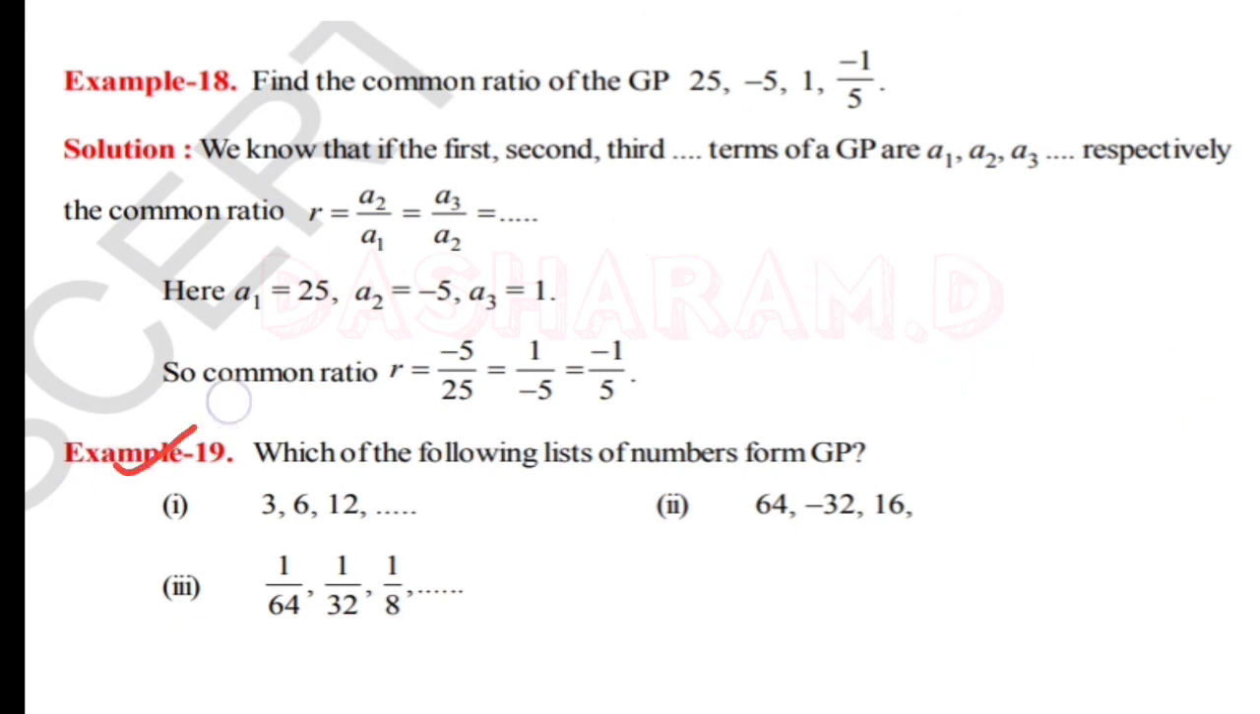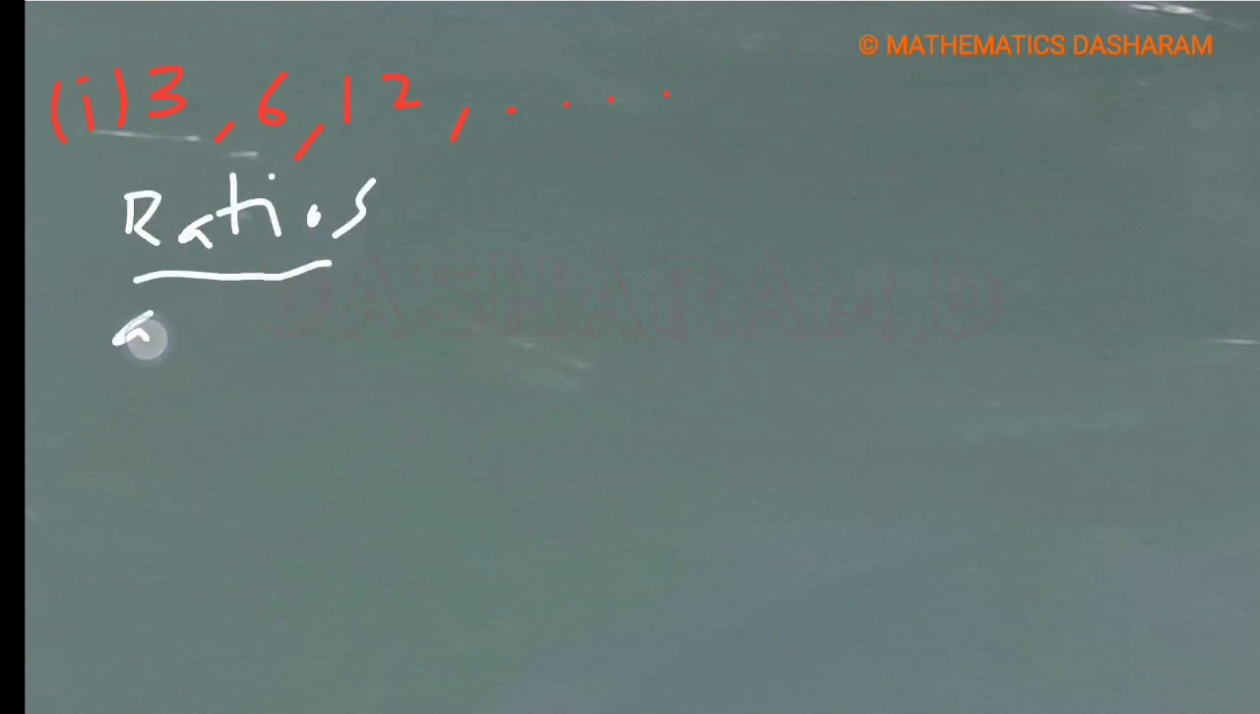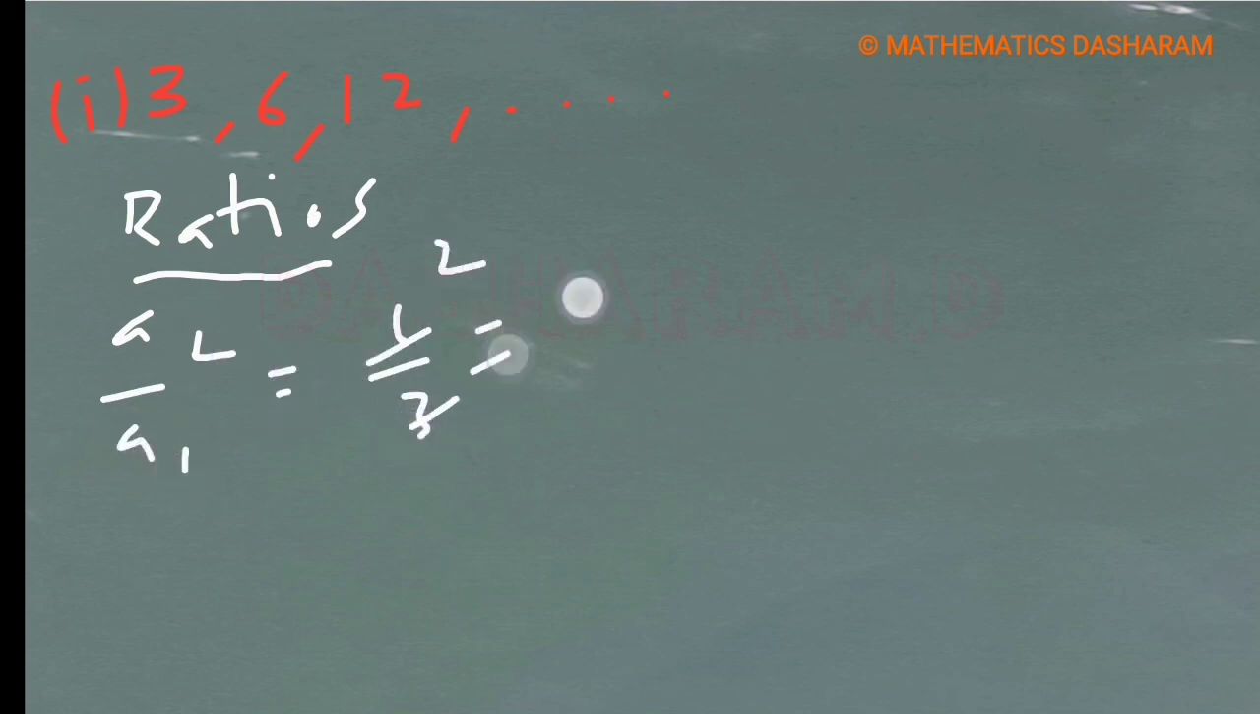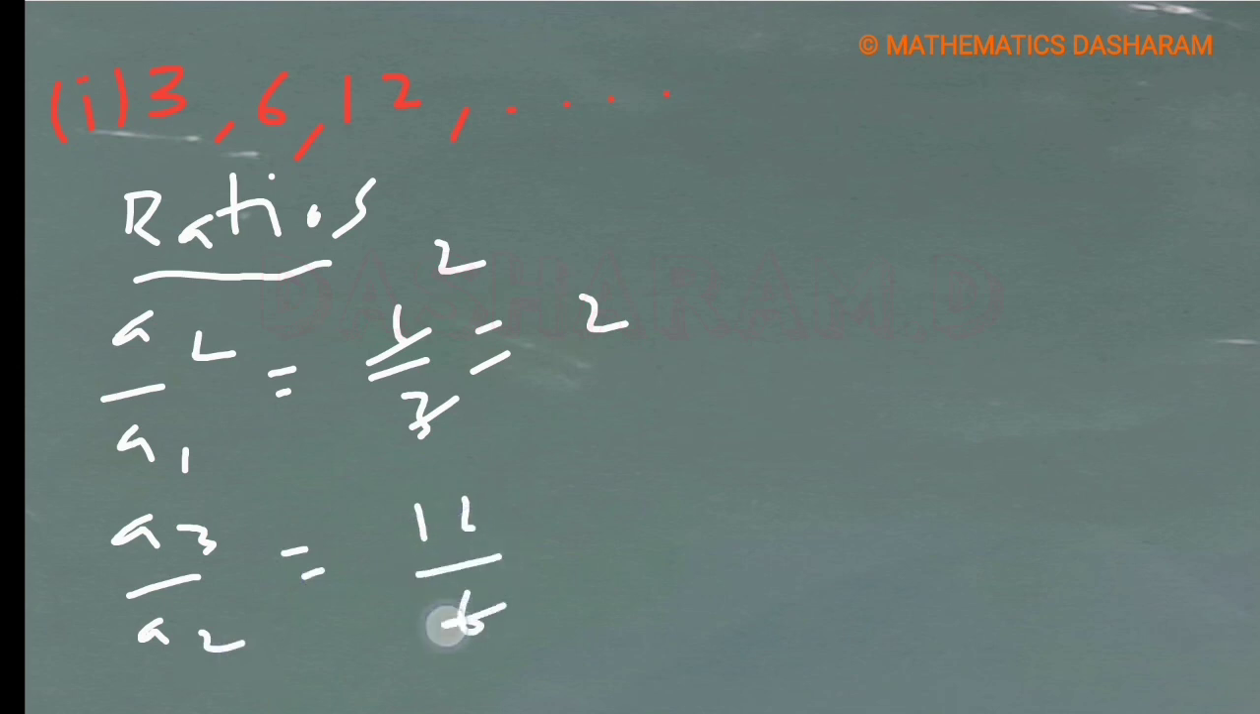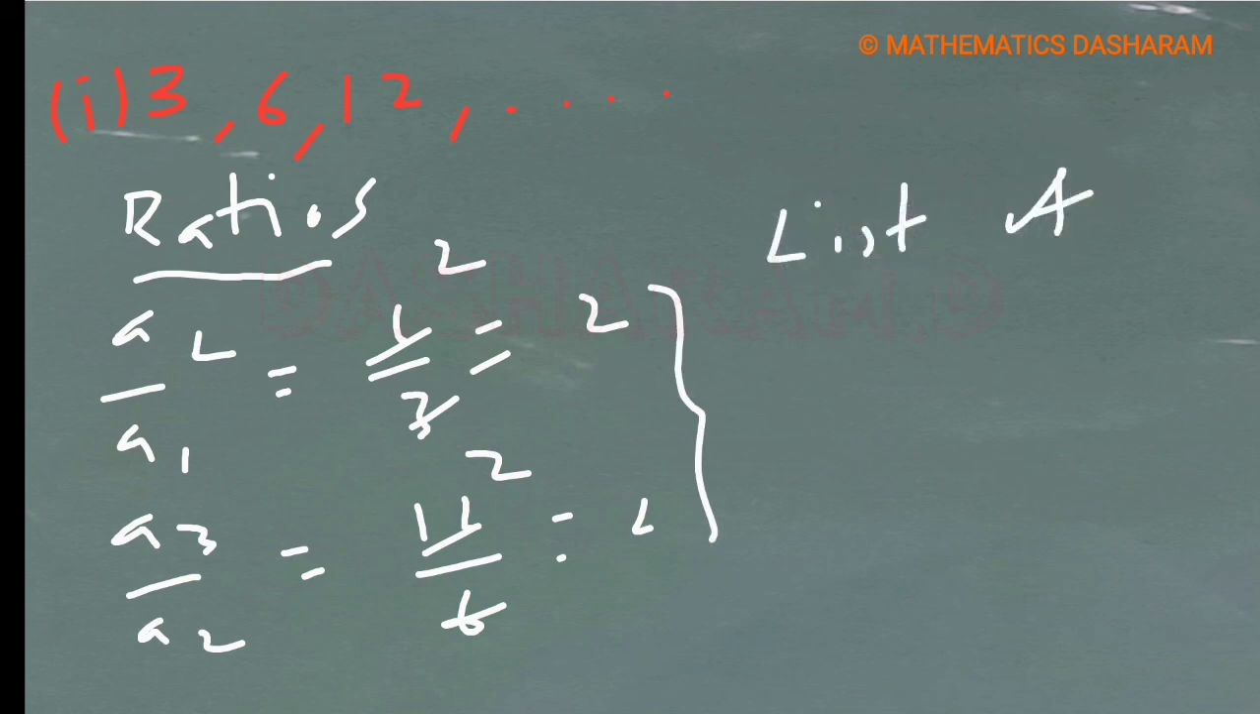Next example 19. Which of the following lists of numbers forms a GP? The first question is 3, 6, 12, and so on. First I am going to find the ratios. First ratio is A2 divided by A1, so 6 by 3. 3 ones are 3, 3 twos are 6, answer 2. Second ratio A3 divided by A2, so A3 is 12 divided by 6, 6 ones are 6, 6 twos are 12. So in the two situations we got the same answer. So the list of numbers is in GP.